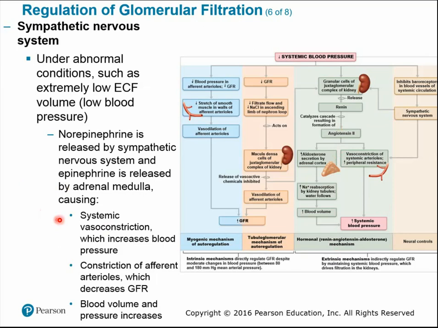So you'll have vasoconstriction to increase blood pressure. We can also constrict the afferent arterioles, so we can decrease the glomerular filtration rate. And as a result, the blood volume and the pressure are going to increase.